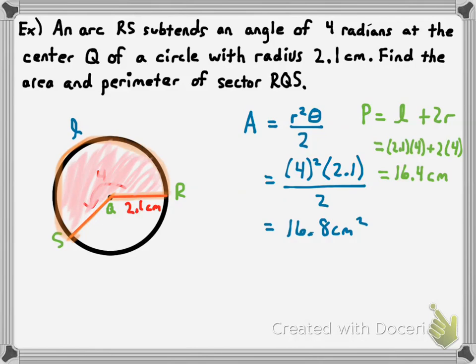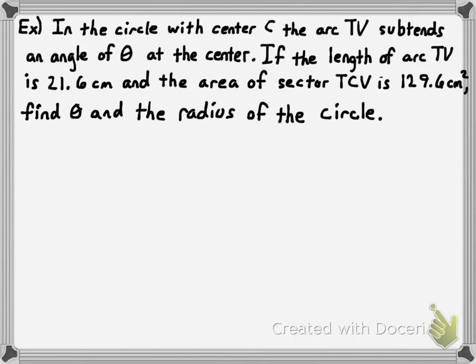Alright, great. One more problem that we're going to work on where you're trying to do kind of the opposite, where you're given arc length, where you're given the area of a sector, and you're trying to figure out what's the angle at the center and what's the radius of the circle. Now, I just basically explained what the problem is, but let me read the problem. In the circle with center C, the arc TV subtends an angle of theta at the center. We'll draw that in a moment. If the length of arc TV is 21.6 centimeters and the area of sector TCV is 129.6 square centimeters, find theta and the radius of the circle.